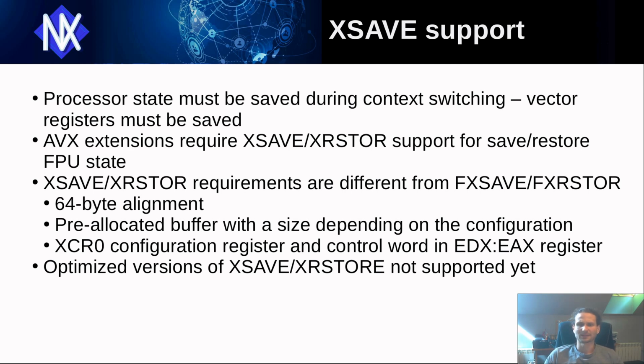CPU state must be saved during context switching. That means vector registers must also be saved and restored. AVX instructions require new xsave and xrestore instructions, support for saving and restoring CPU state. Xsave has different requirements than those previously supported by NuttX fxsave instructions. It needs a 64-byte alignment buffer, but fxsave needs 16-byte alignment.